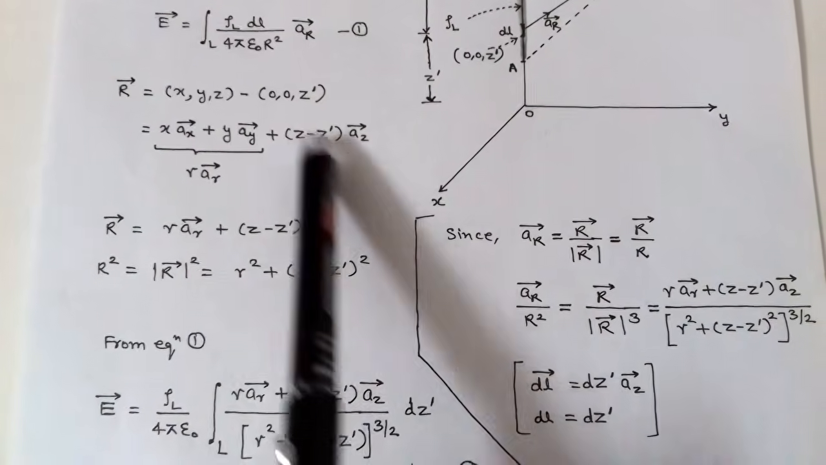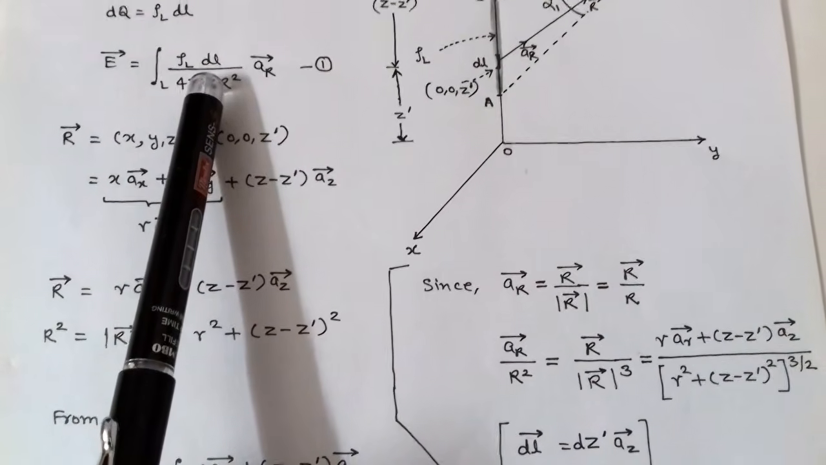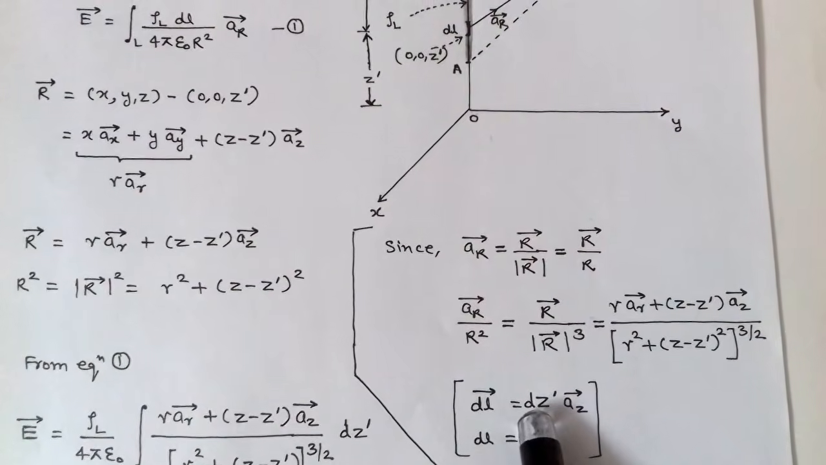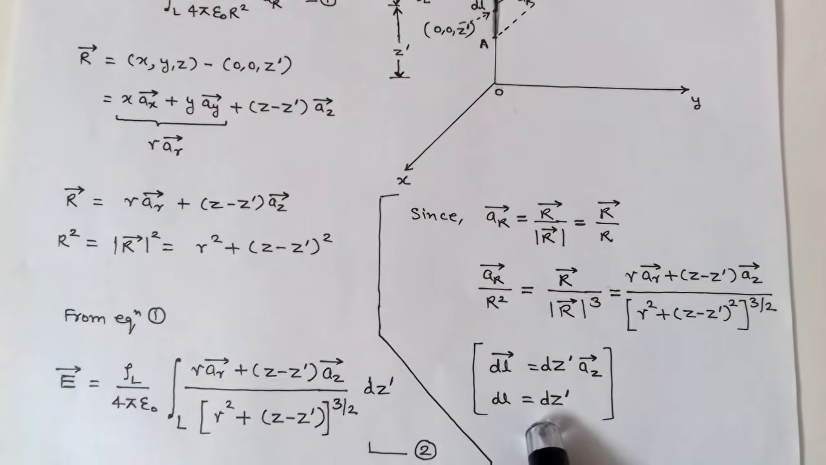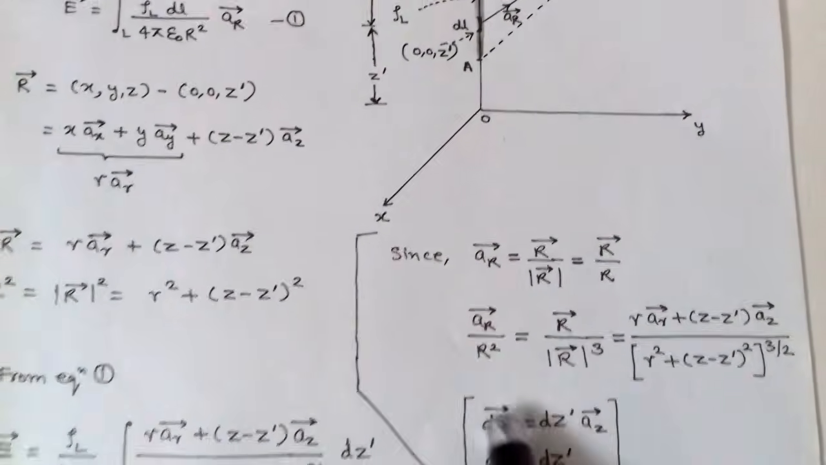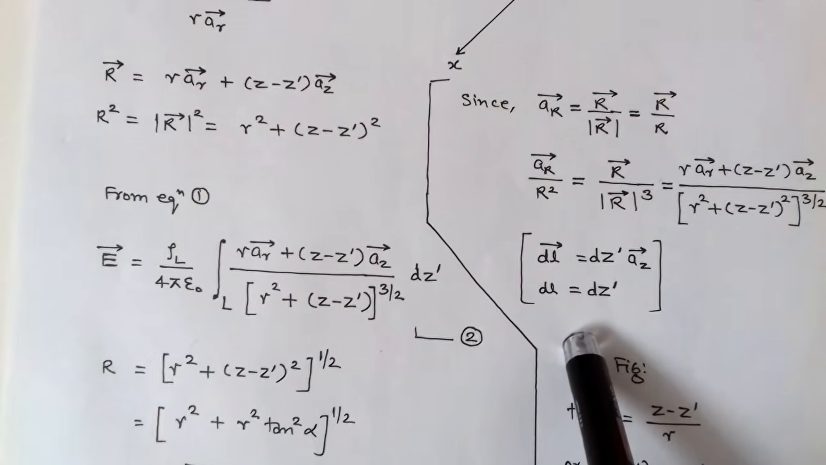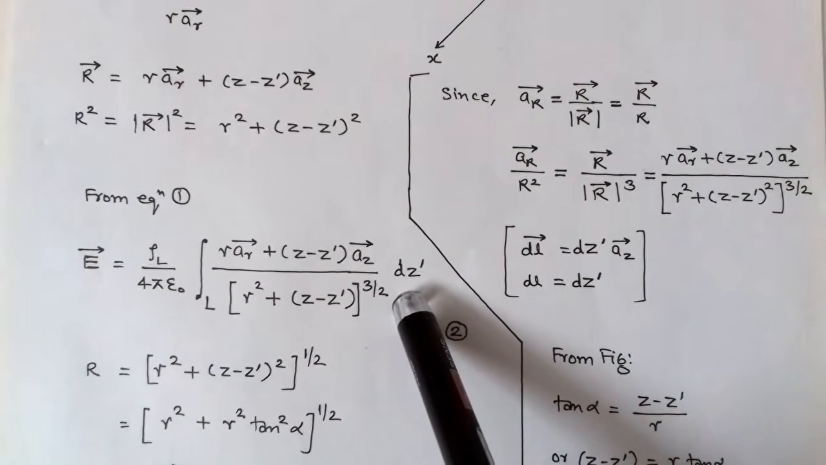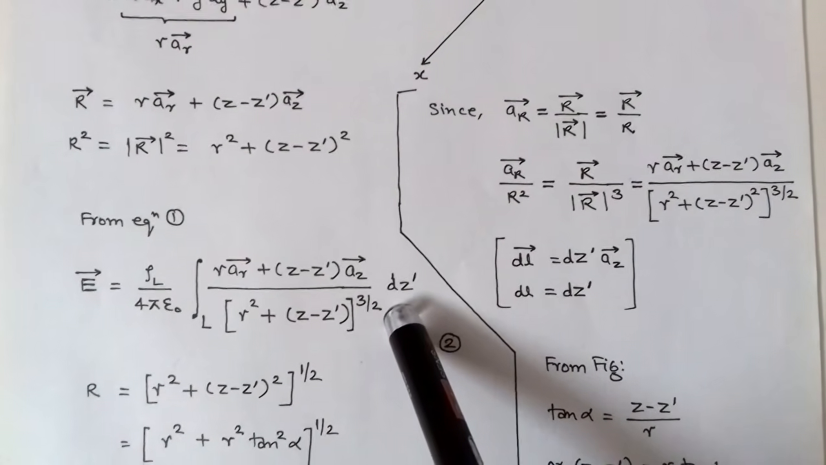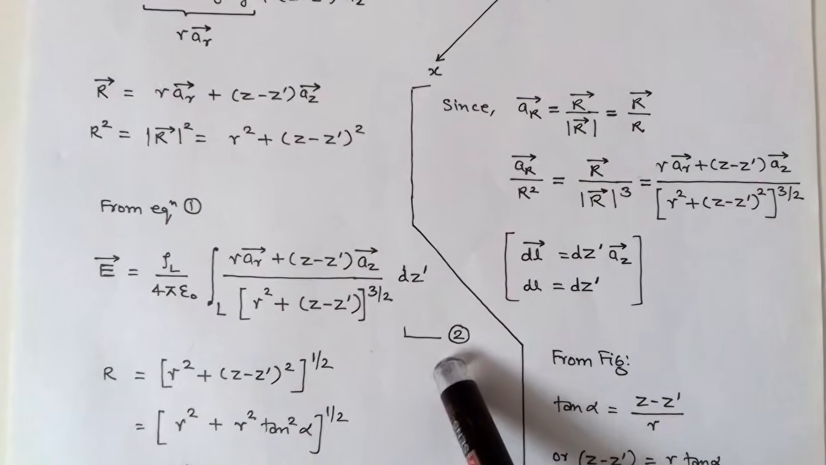Now in place of dl we can write z dash unit vector z. Since dl has coordinates 0 0 z dash, the differential length dl equals dz dash in the direction of z, and in magnitude dl equals dz dash. So in place of dl we can write dz dash. This is equation number 2.